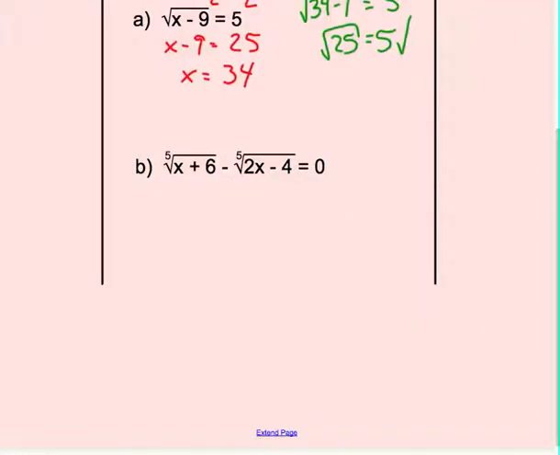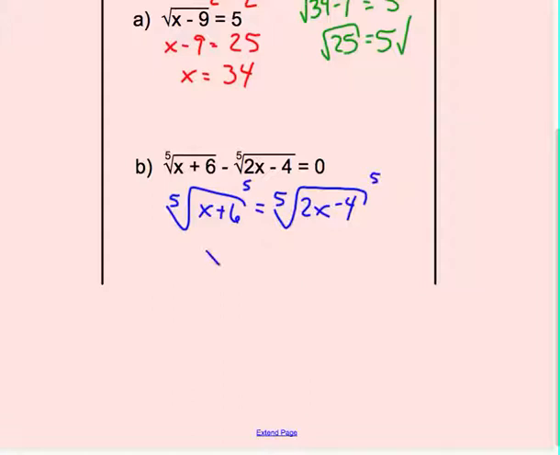All right, next example, we have two radicals on the same side of the equal sign. I can't raise this to the fifth power because I wouldn't be able to distribute the fifth in because of that minus sign. So the first thing I'm going to do on this one is add that second expression to the other side. So I've got the fifth root of x plus 6 equals the fifth root of 2x minus 4. Now I can go ahead and raise both sides to the fifth power to cancel the fifth root, leaving me with x plus 6 equals 2x minus 4. Subtracting x from both sides and adding 4 to both sides, we get x equals 10.